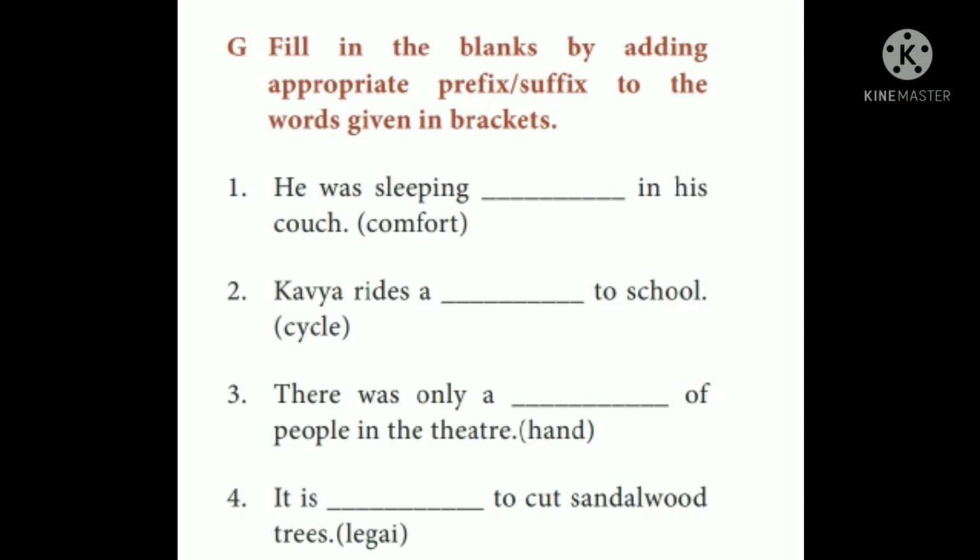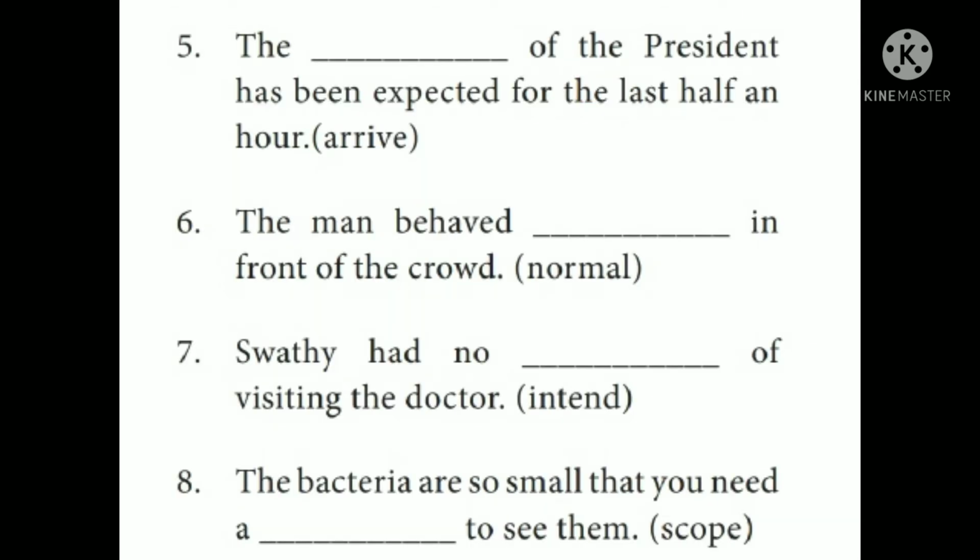Next one, it is dash to cut sandalwood trees. Within bracket, legal. So you can add the prefix il and make it as illegal. Fifth sentence, the dash of the president has been expected for the last half an hour. Within bracket, arrive. So you can write it as arrival, al. That is the suffix.